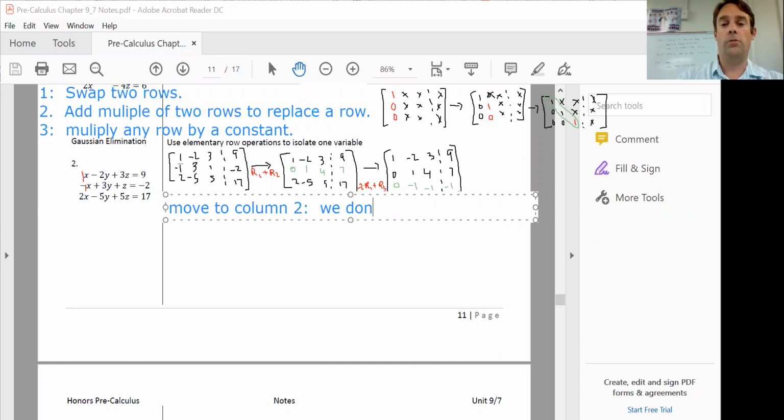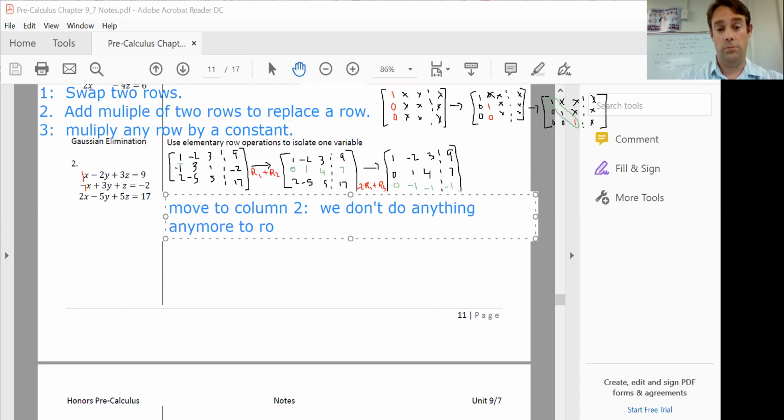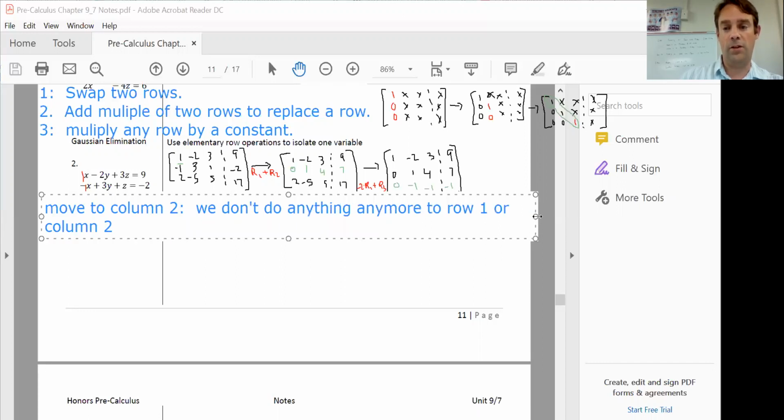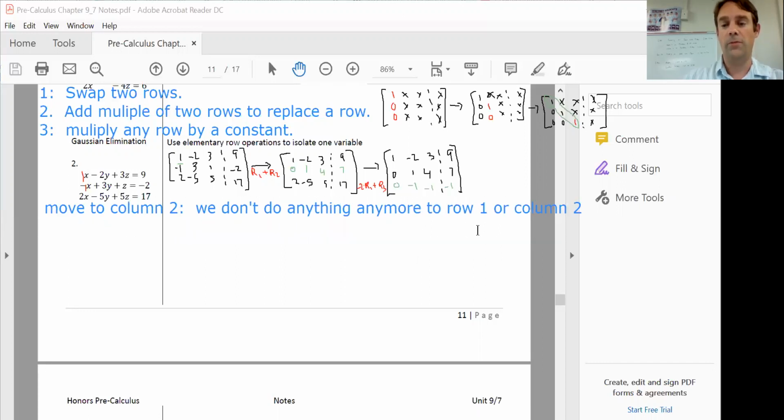We don't do anything anymore to row 1 or column 2. They are officially done. We don't touch them. They are gone. Don't think about it. You may want to, don't. We're done with them. We go down to the next one.